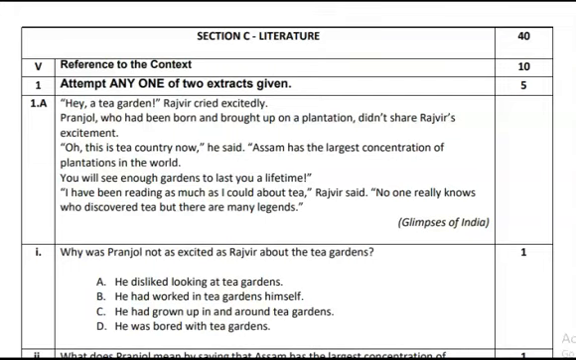Scoring marks from this section is easier in comparison to the other two sections, reading skills, grammar and creative writing skills. The reason for this is you have been studying literature throughout the session, so you are more prepared for this section than the other two.